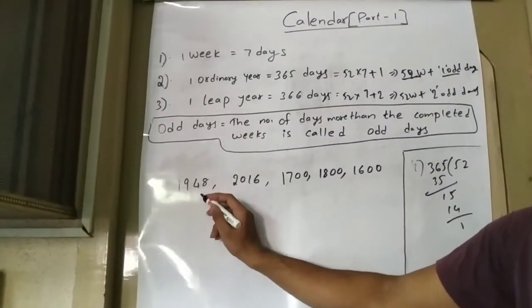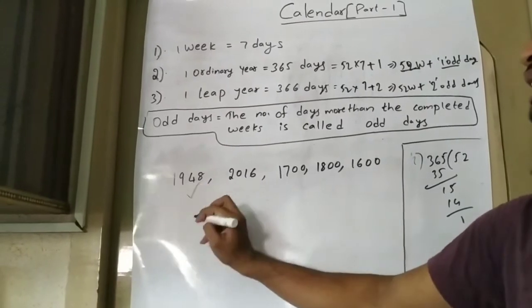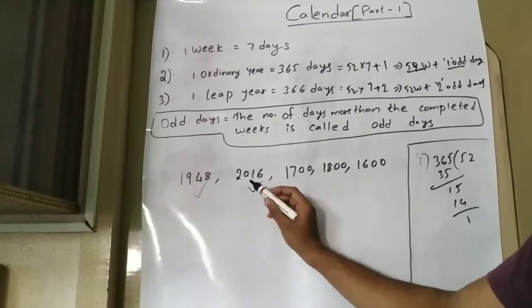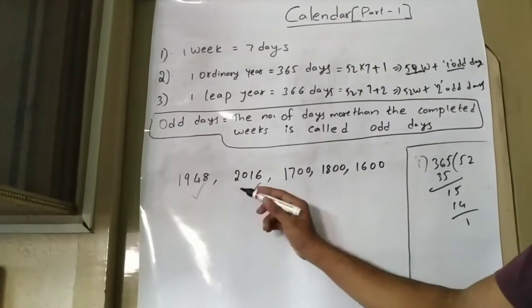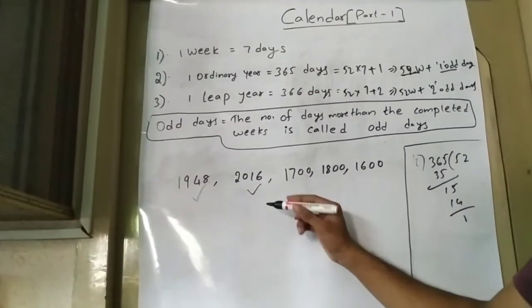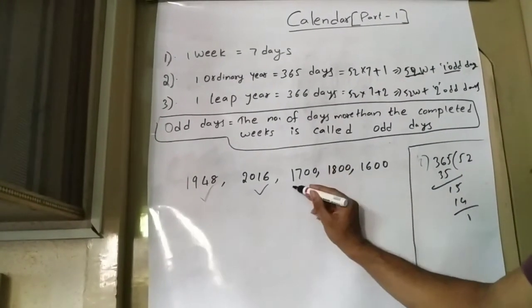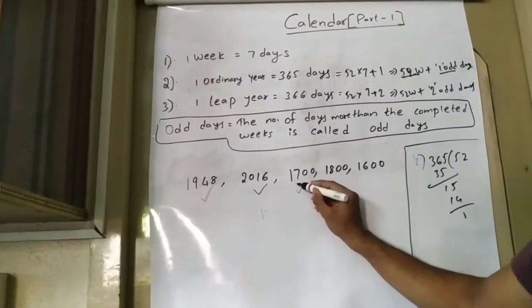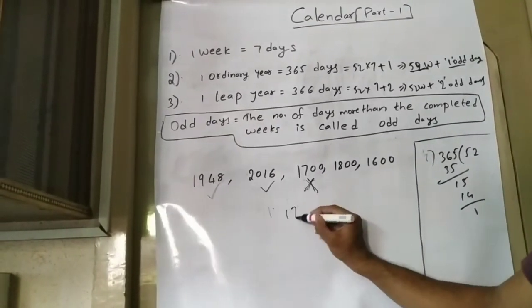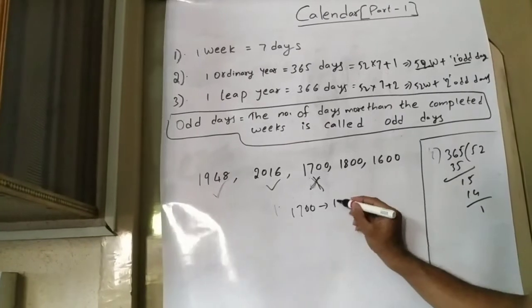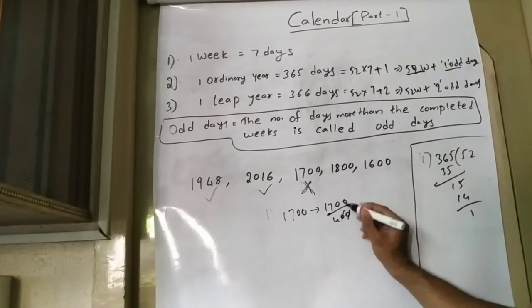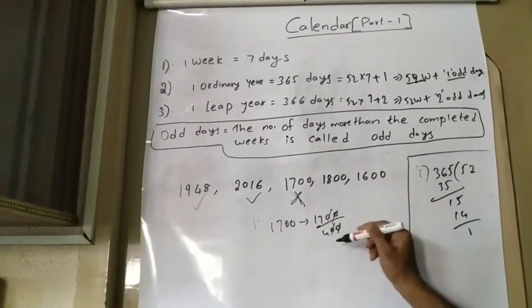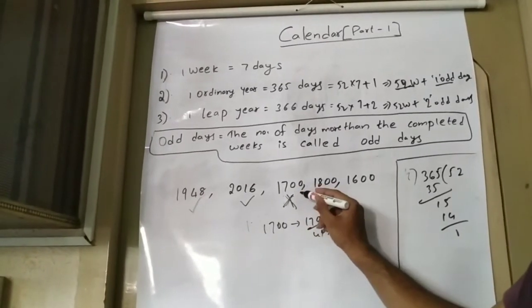A year is said to be a leap year if it is exactly divisible by 4. See, 1948 is a leap year because it is divisible by 4, and 2016 is also a leap year because it is exactly divisible by 4. But there is an exceptional case in this. For century years it should be exactly divisible by 400. Though 1700 is exactly divisible by 4, it is not a leap year because 1700 is a century year. 400 will not exactly divide 1700. So 1700 is not a leap year.